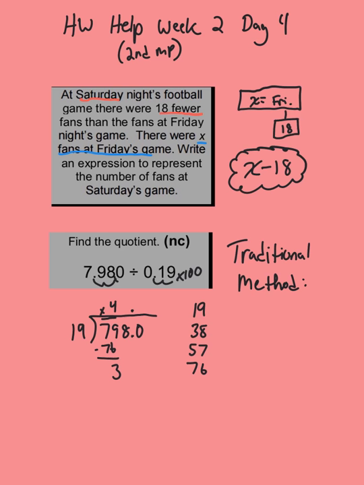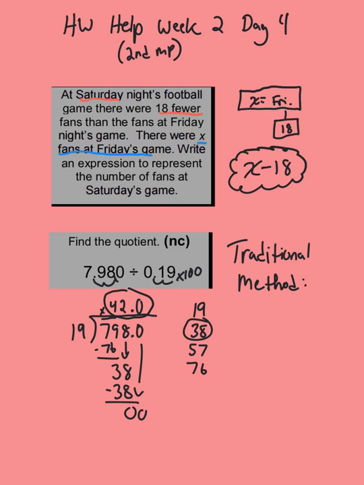Subtract 3, bring down the 8. And I know 19 goes into 38 twice, which is 38. And I don't need to bring down the 0. I mean, you could. 42 and 42.0 are the same thing, but that's going to be our answer.